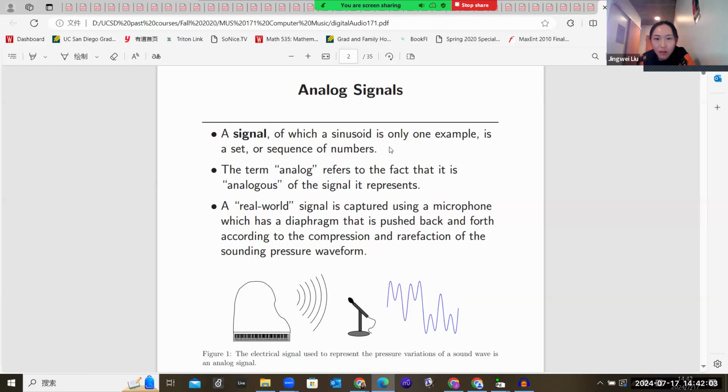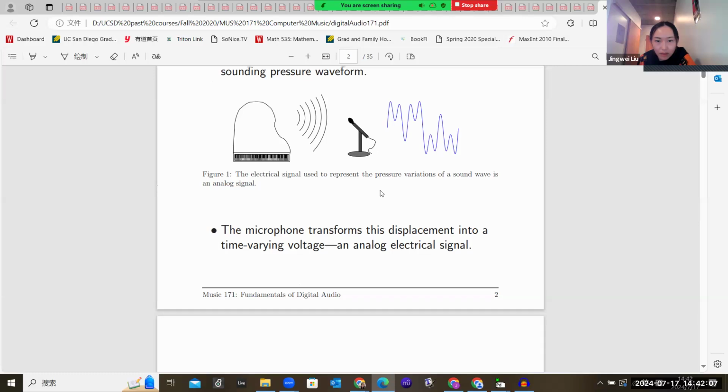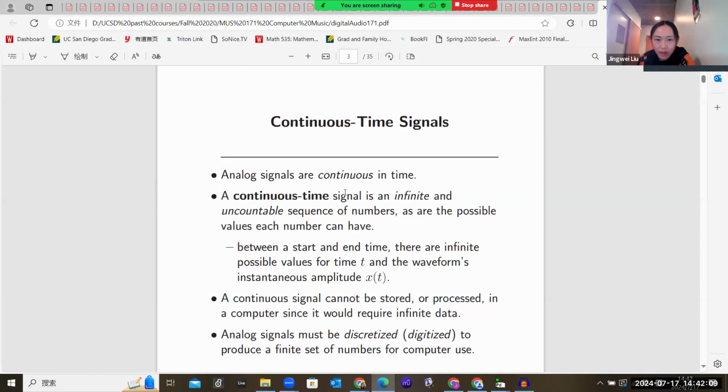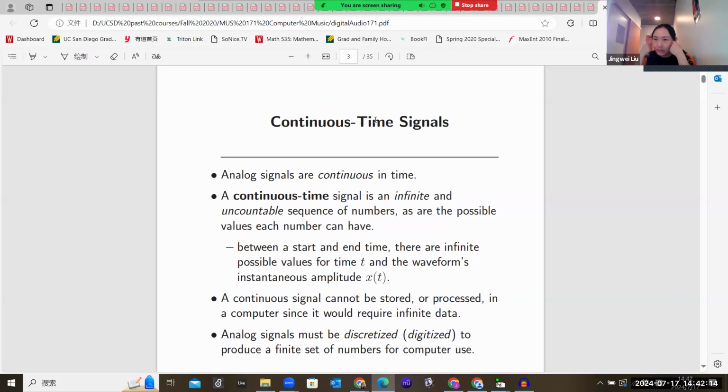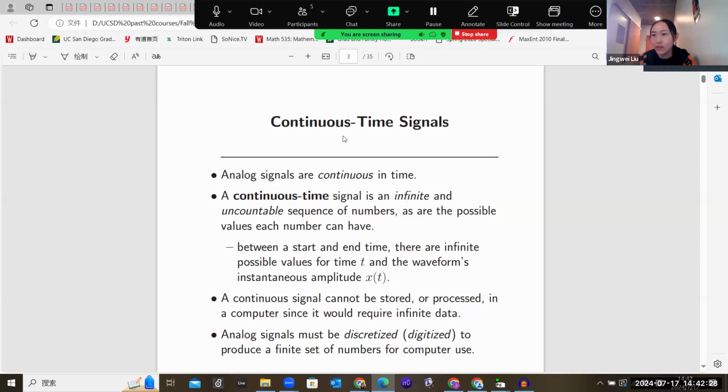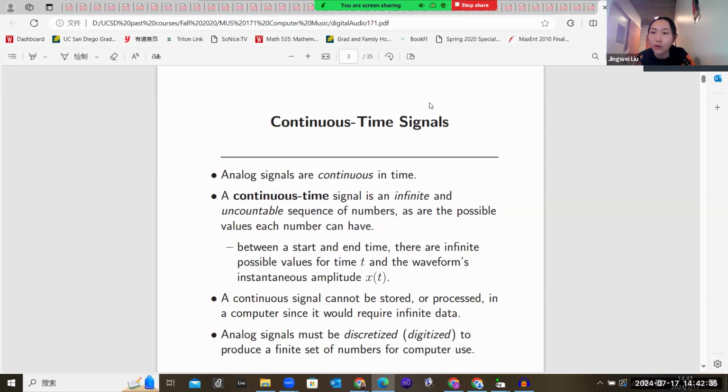So a continuous time signal is analog. An analog signal is continuous. Continuous time means if there is a sound of 2000 Hertz, we will hear 2000 Hertz. If there's a sound of 20,000 Hertz, we will hear 20,000 Hertz. In real life, if we don't put the sound through a computer system, and there is a sound of 40,000 Hertz, we will hear 40,000 Hertz.